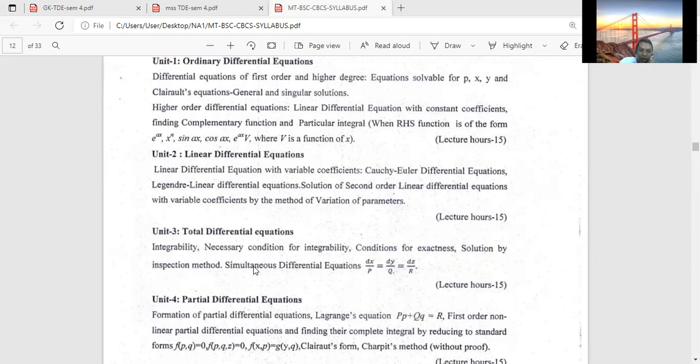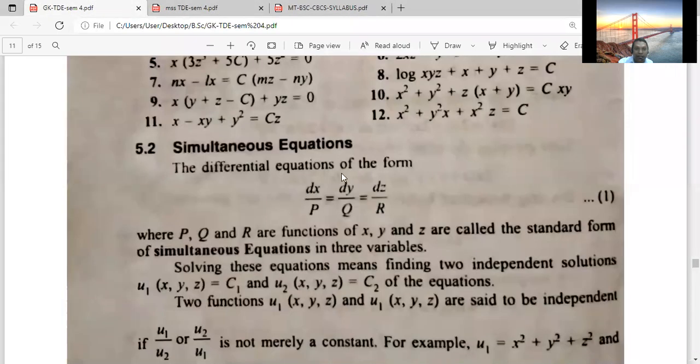Now, my unit is unit number three, total differential equations, that I am taking here in the fourth semester. The remaining units, one to four, will be taken by others. Here I am taking only the total differential equations. Already we have seen some problems based on total differential equations, and then you have seen the working method of simultaneous differential equations.